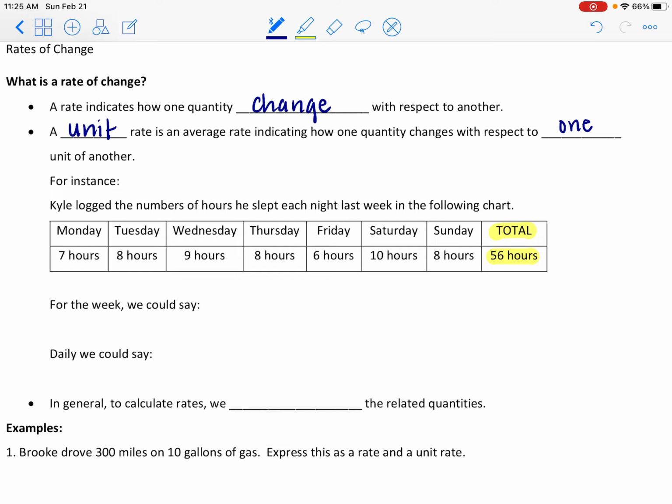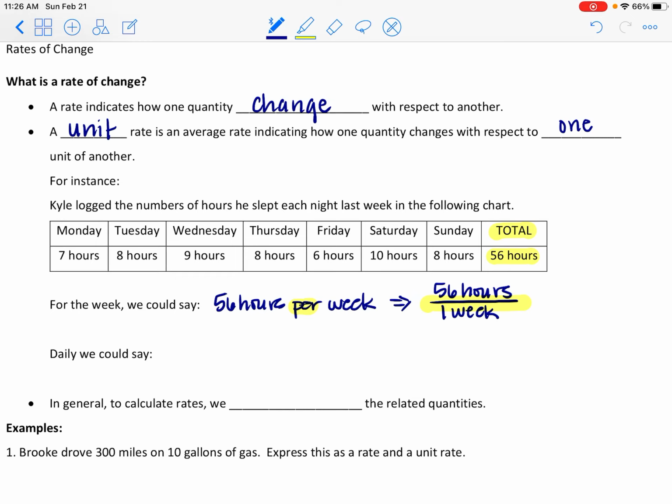So for the week, we could say he slept 56 hours per the week. So we could say 56 hours per 7 days, or 56 hours per 1 week. And we could also write this as a fraction: 56 hours per 1 week, like this. So we can replace the word per with the fraction bar. That would be two ways we could give this rate for the week.